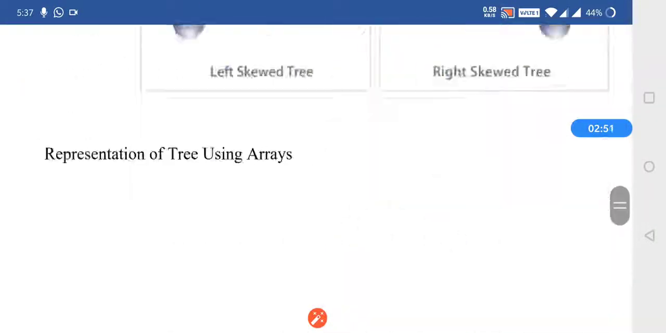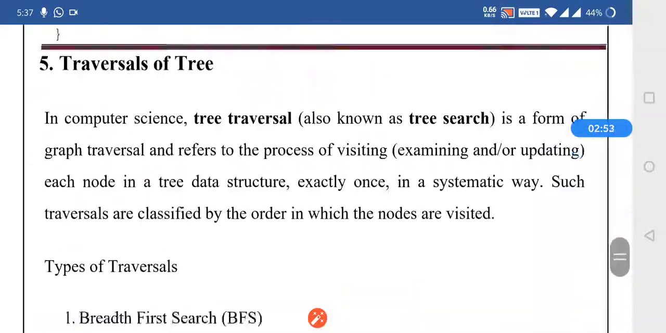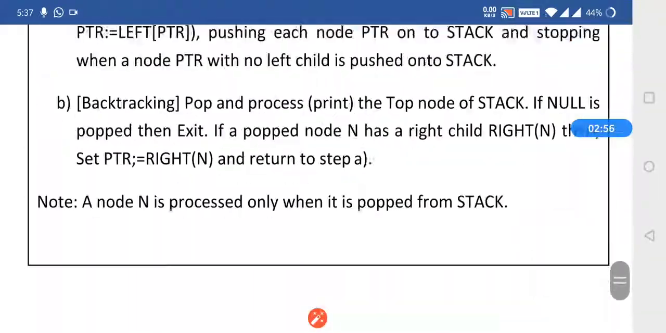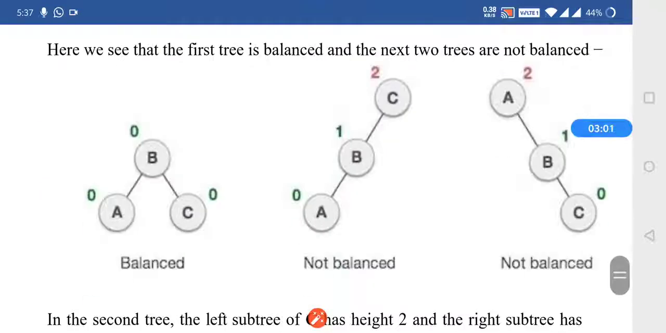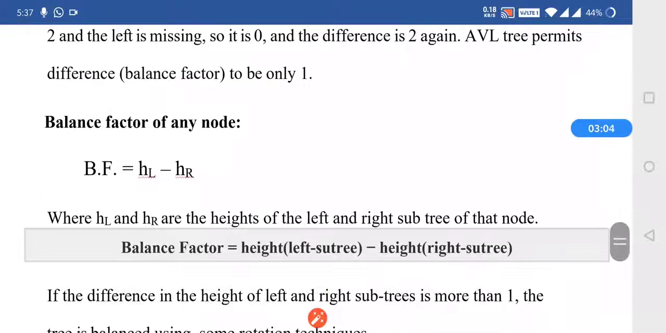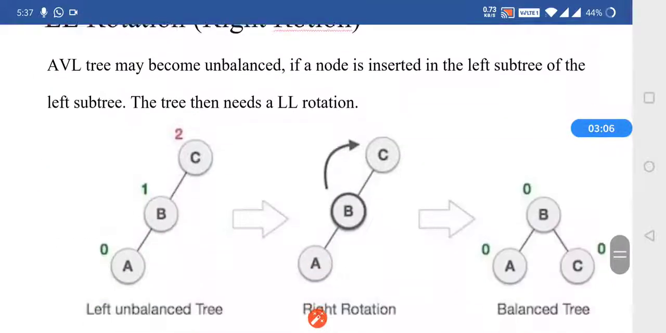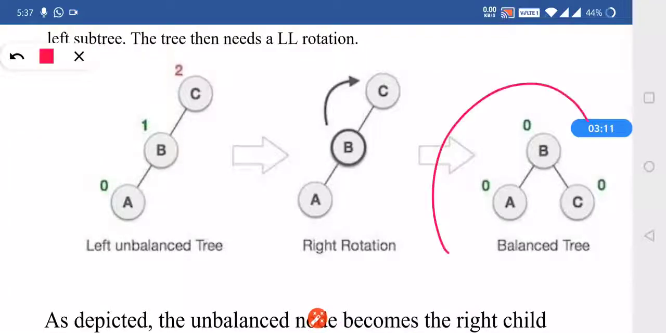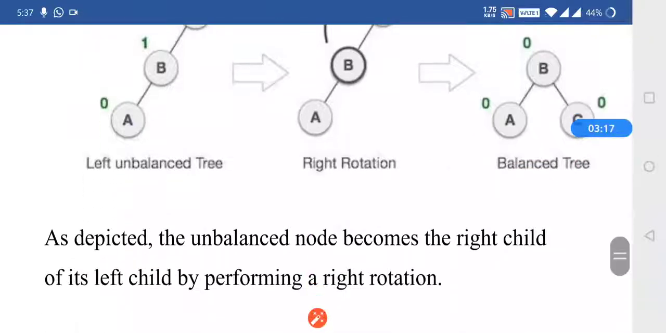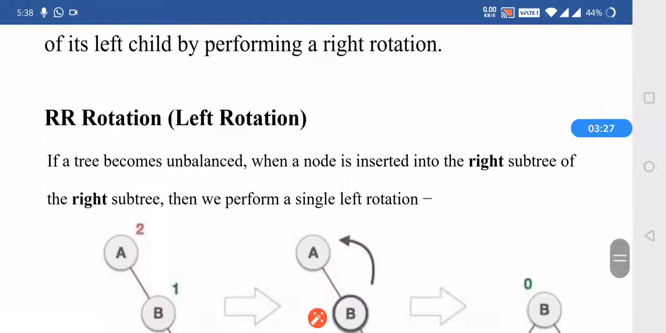So by doing the LL rotation, what we have done is, first we found out which node is unbalanced, and then we took it to the bottom by the right rotation. We can see over there that by right rotation this is your balanced tree, that is LL rotation. In LL rotation the unbalanced node becomes the right child and the tree becomes balanced.